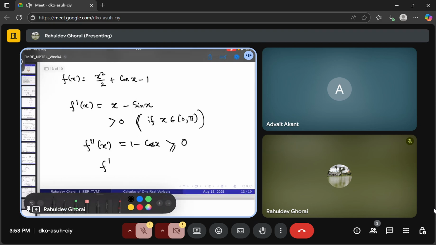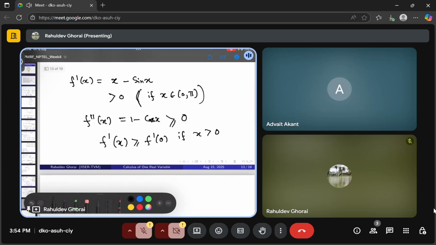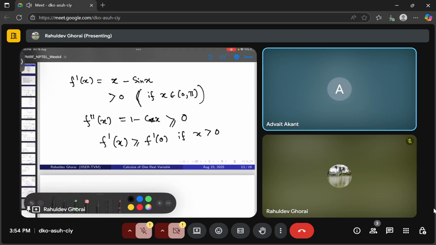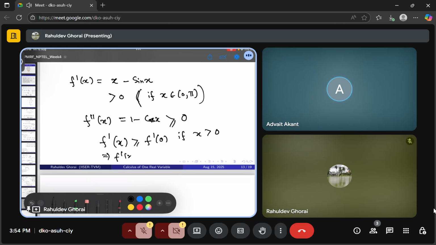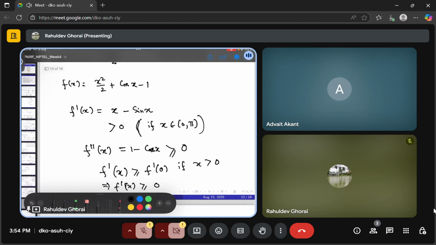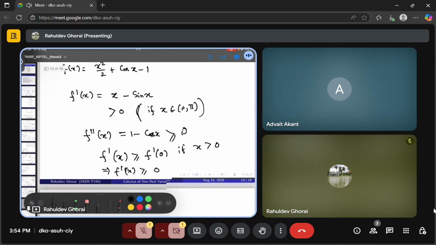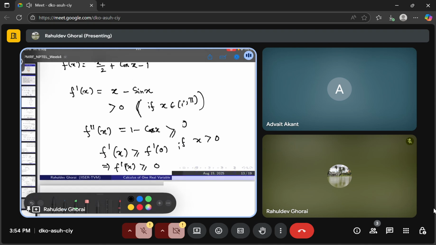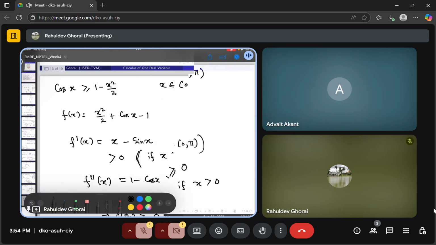So f prime x will be greater than or equal to f prime 0 if x is greater than 0, because f double prime x is greater than or equal to 0, so f prime x is an increasing function. That implies f prime x is greater than or equal to f prime 0, and that is nothing but 0, because 1 minus cos 0 is 0. So f prime x is greater than or equal to 0, and f prime x greater than 0 does not imply just f(x) is greater than 0, right?